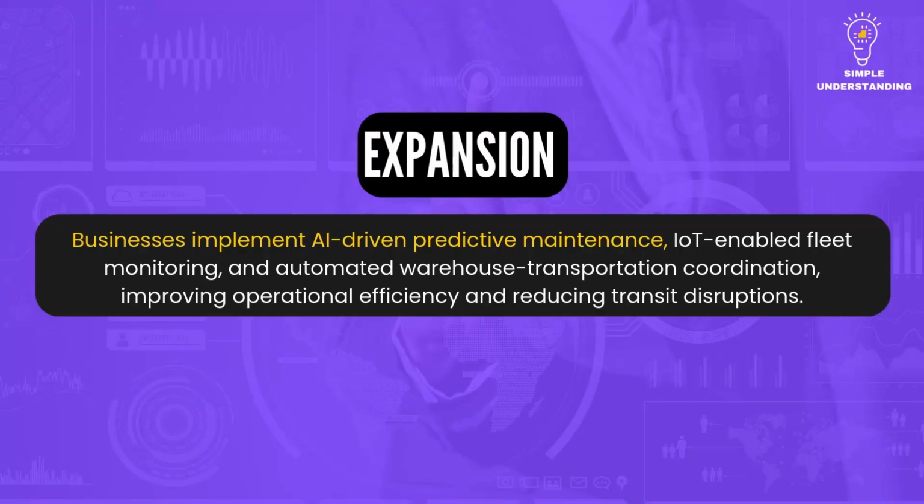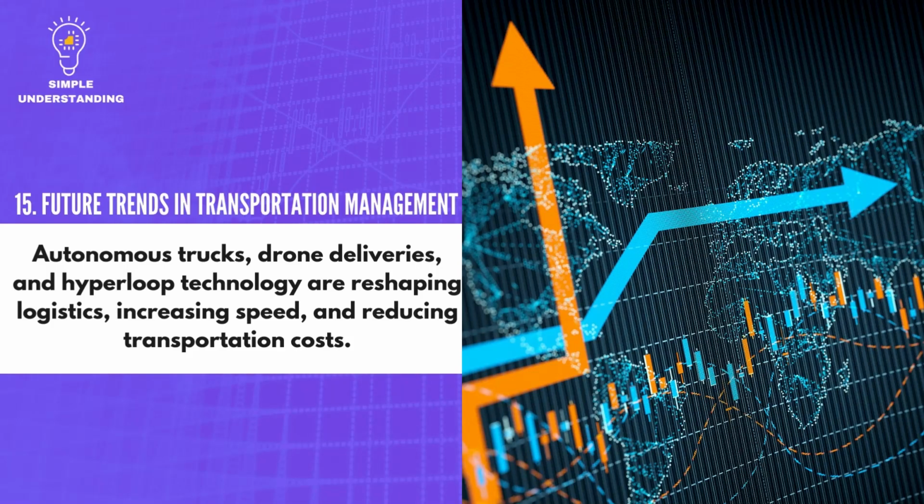Expansion. Businesses implement AI-driven predictive maintenance, IoT-enabled fleet monitoring, and automated warehouse transportation coordination, improving operational efficiency and reducing transit disruptions. 15. Future trends in transportation management. Explanation. Autonomous trucks, drone deliveries, and Hyperloop technology are reshaping logistics, increasing speed, and reducing transportation costs.